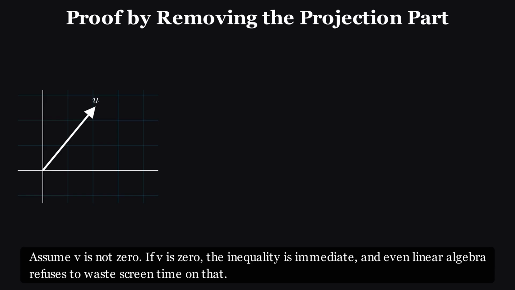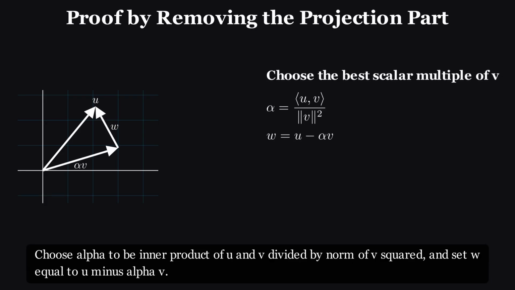Assume V is not zero. If V is zero, the inequality is immediate, and even linear algebra refuses to waste screen time on that. Choose alpha to be inner product of U and V divided by norm of V squared.